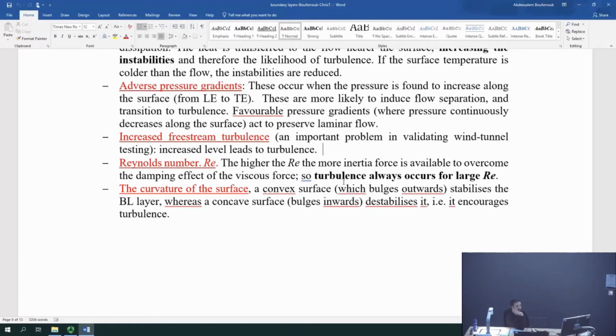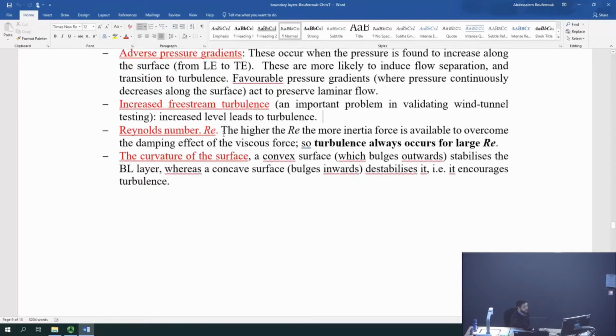Different levels of turbulence interacting with your aircraft or your wing will have different effects on the transition to turbulence. In a very simple sense, the higher the level of the free stream turbulence, the higher the possibility your boundary layer will be turbulent. Likewise, if you increase the Mach number, i.e. if you fly faster, it is much more likely that your boundary layer will become turbulent.